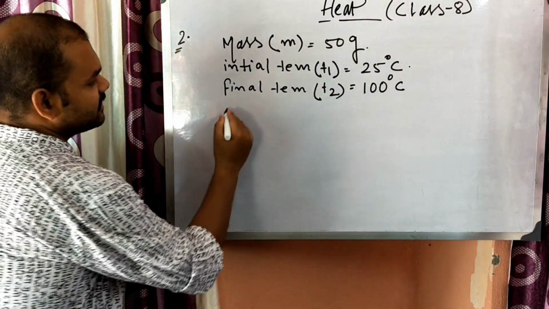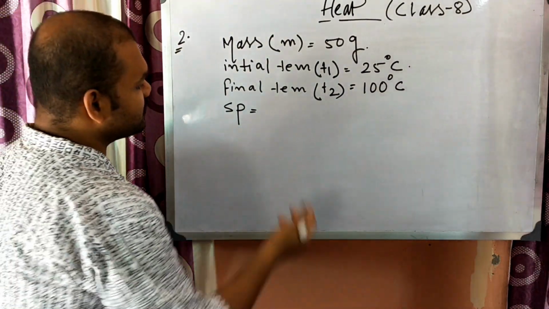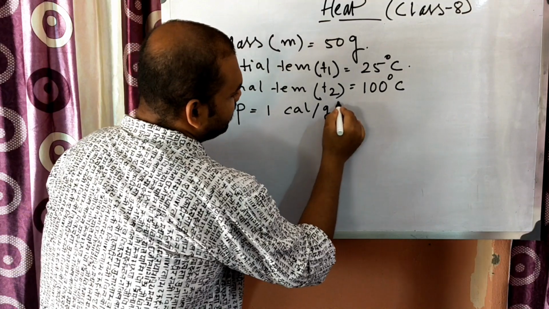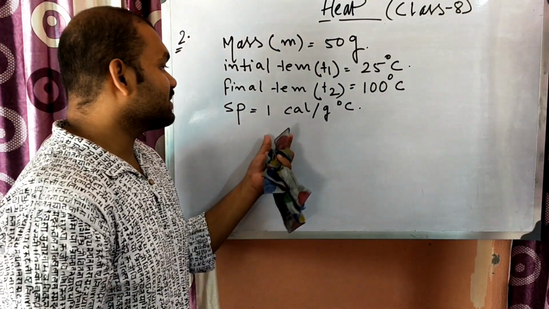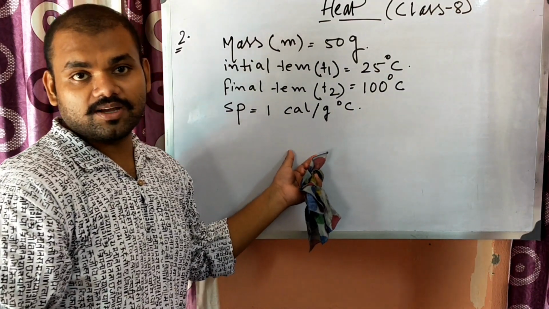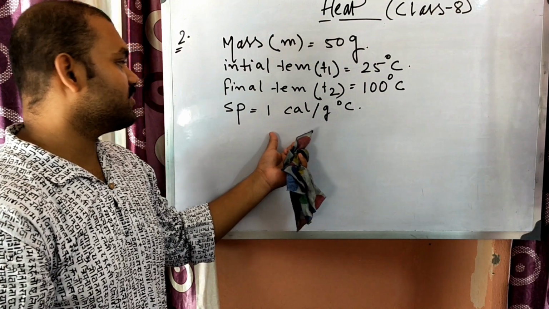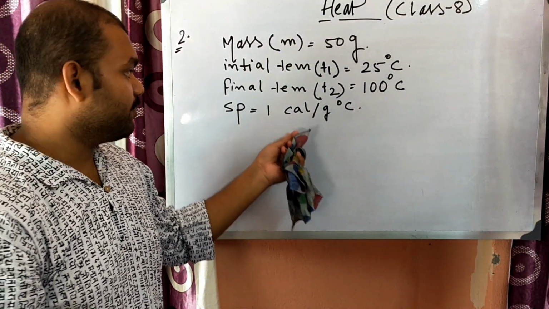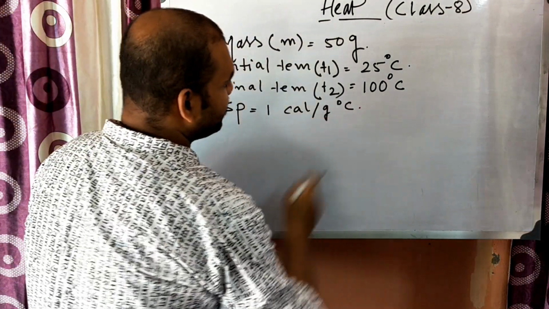Okay. Next, specific heat is not given. Why? Because we know the specific heat: 1 calorie per gram per degree centigrade, because pure water has one of the greatest specific heats among the substances. The substance which has more specific heat than water is hydrogen. So 1 calorie per gram per degree centigrade.